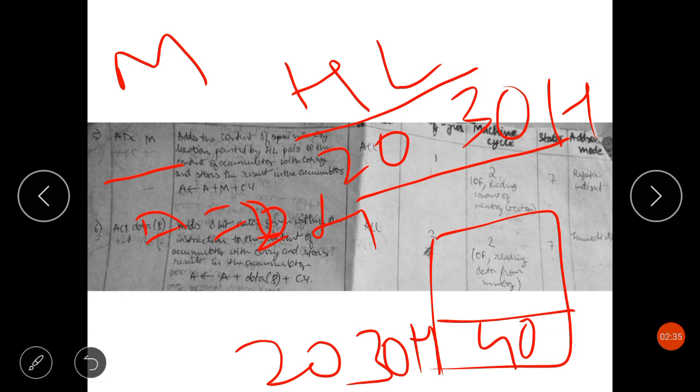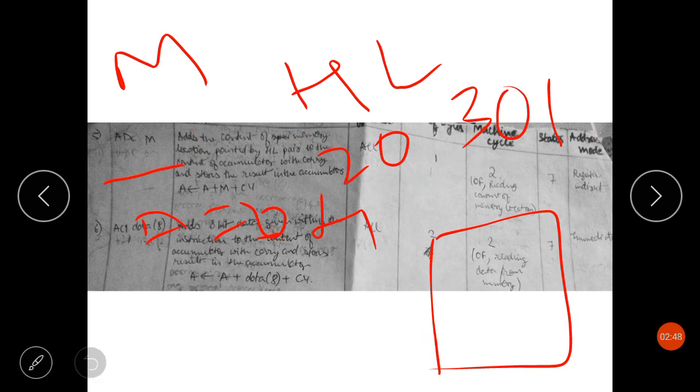Then the number of bytes. Since this instruction does not have any hexadecimal number along with it, the number of bytes of this instruction will be 1. Then the machine cycles: how many machine cycles will it need? It will need 2 machine cycles.